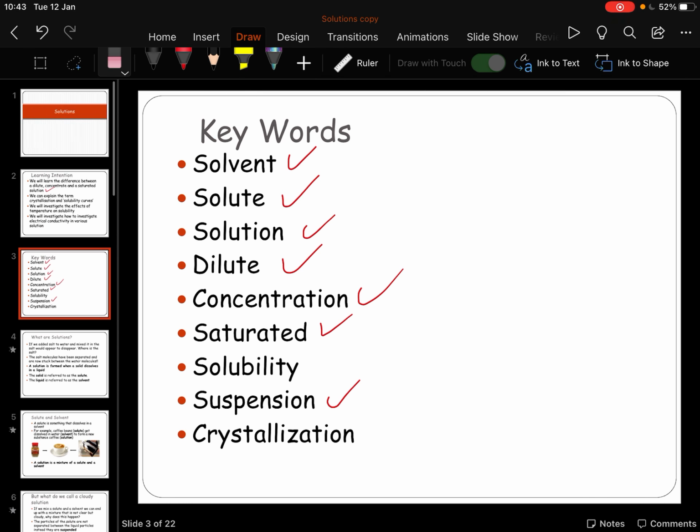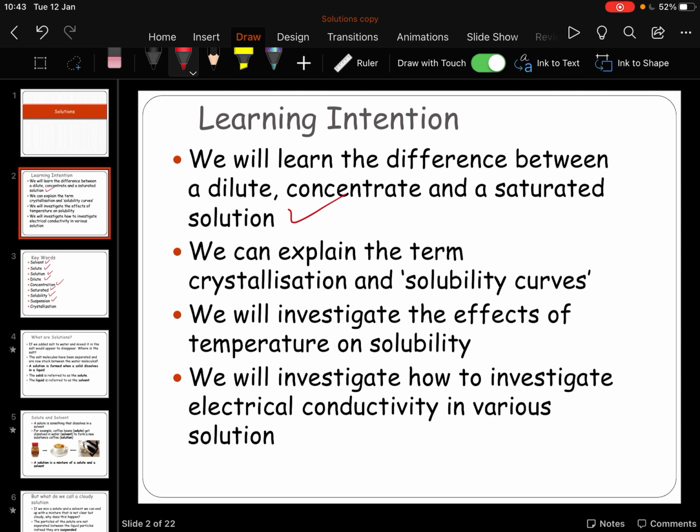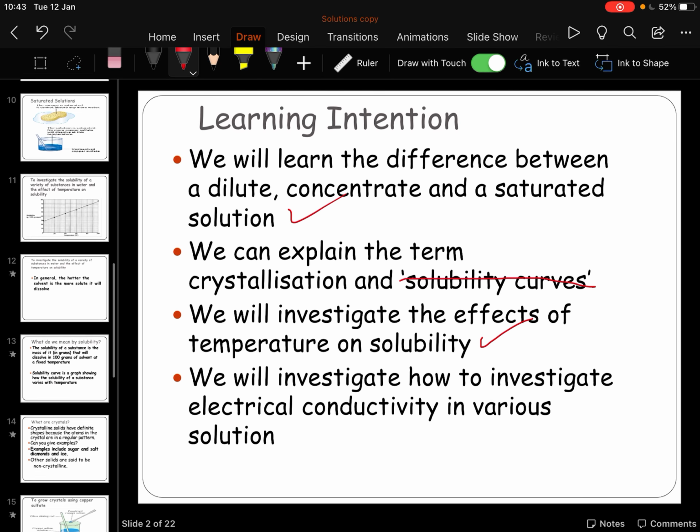Solubility. Explain the term crystallization. So we have the solubility curves there. Investigate the effects of temperature on solubility. The hotter something is, the more soluble it gets, the more it dissolves. So we have to look at crystallization next.